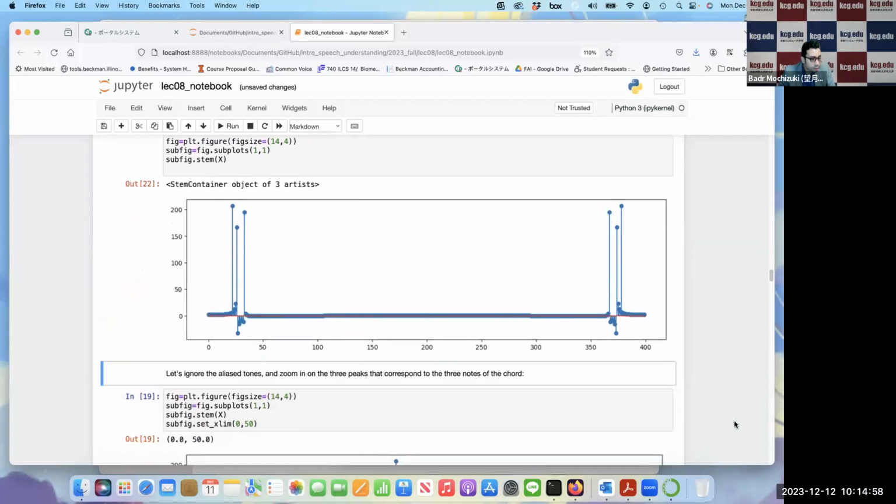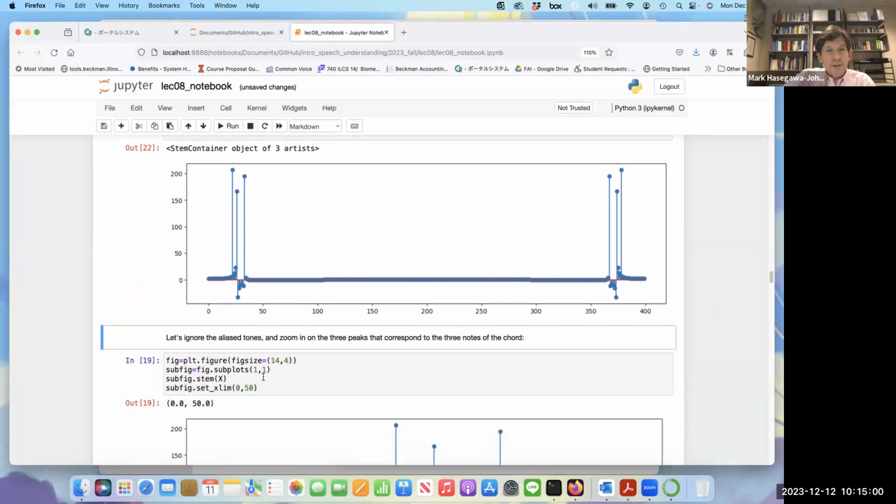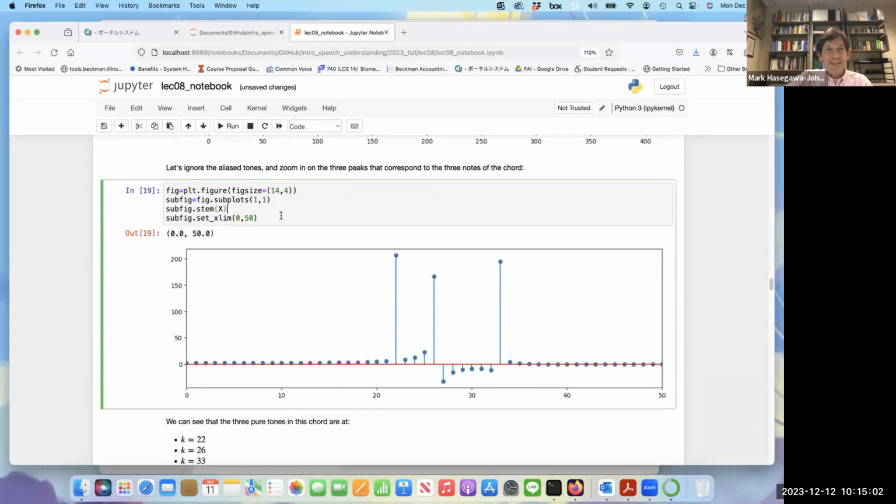Much? 20? Yeah, we can zoom in here. Okay. This one zooms in. Thank you very much.